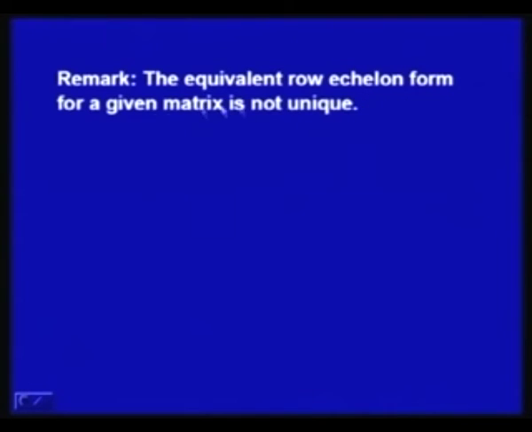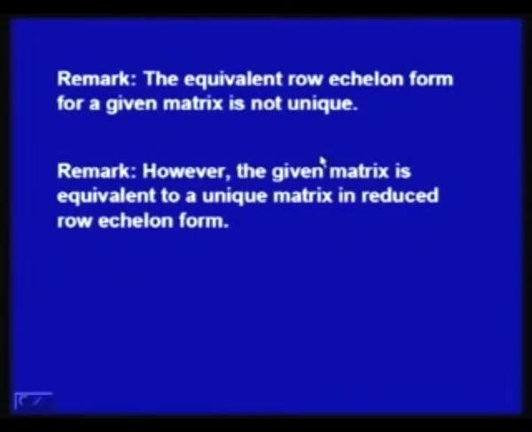Now, the equivalent row echelon form for a given matrix is not unique. This is the remark, because I have applied some set of transformations. You can get to a row echelon form which will have different coefficients because you have applied different operations in different order. So, this form is not unique. But if you want to transform into a reduced row echelon form, then it will be unique. So, that is the basic difference between row echelon form and reduced row echelon form.